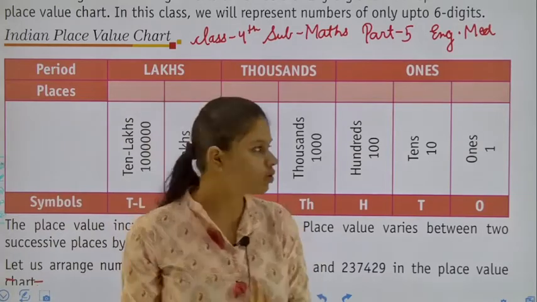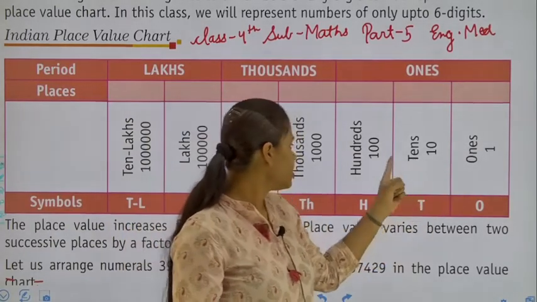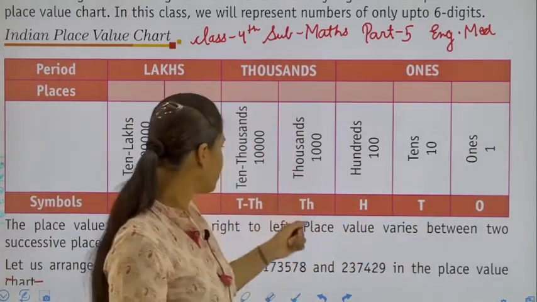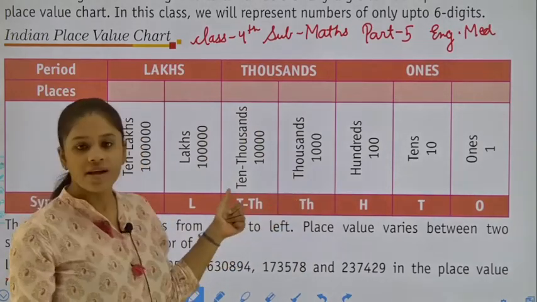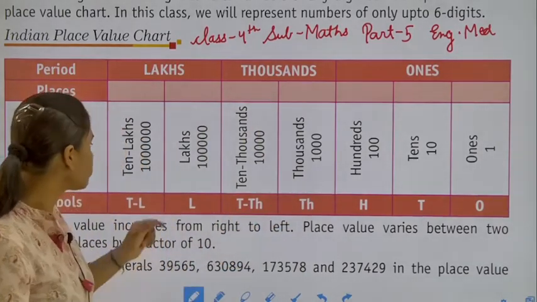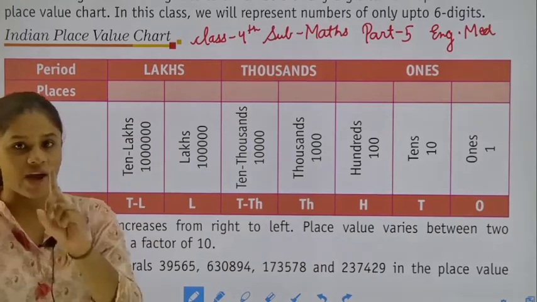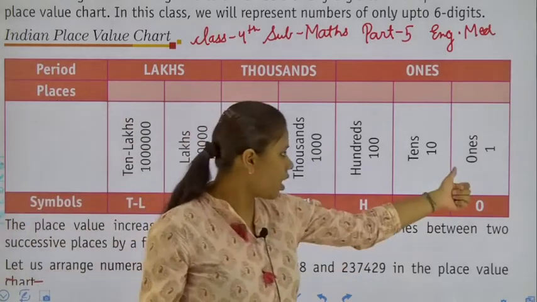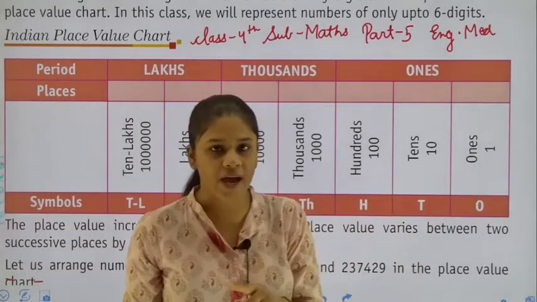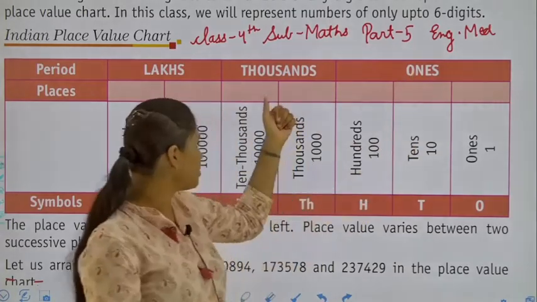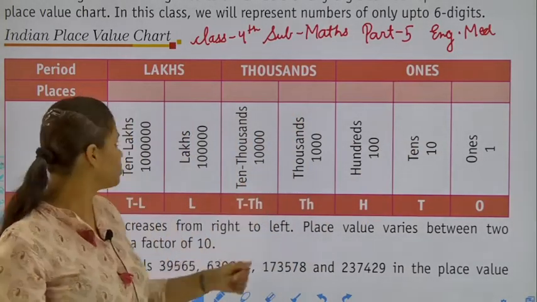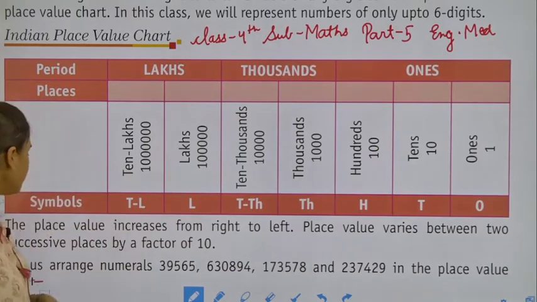What is there in ones, students? Ones, tens, hundred. In thousand, thousand and 10,000. And in lakhs, only lakh and 10 lakhs. I repeat it again, students. Ones, tens, hundred, these come in which group? Only ones. And in thousand, thousand and 10,000. And in lakhs, lakh and 10 lakh.